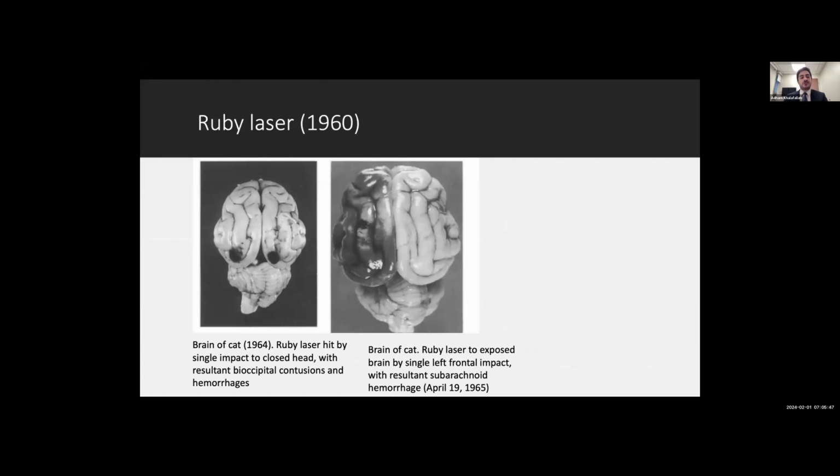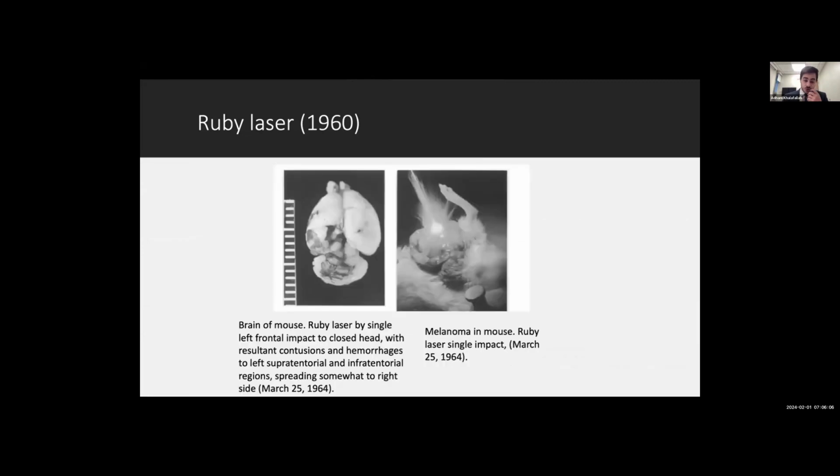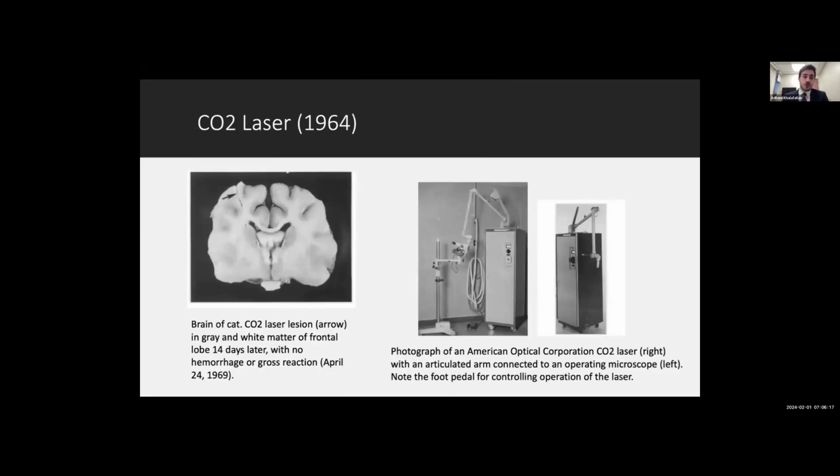You can see on the left, this is a cat. They gave the laser while the brain was enclosed in the head, and you can see the bioccipital contusions and hemorrhage. This is another image of the laser now applied to the actually exposed brain, and you can see the subarachnoid hemorrhage. Moving forward, this is also applying it to different mice, and you can see how the laser impacts it, causing contusions, hemorrhages, and another one on melanoma, and so forth.